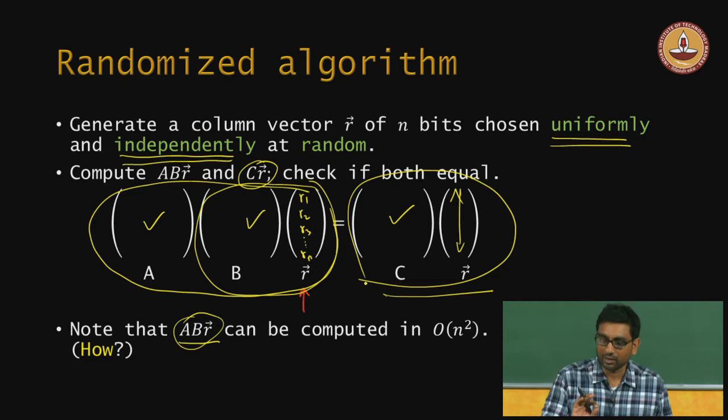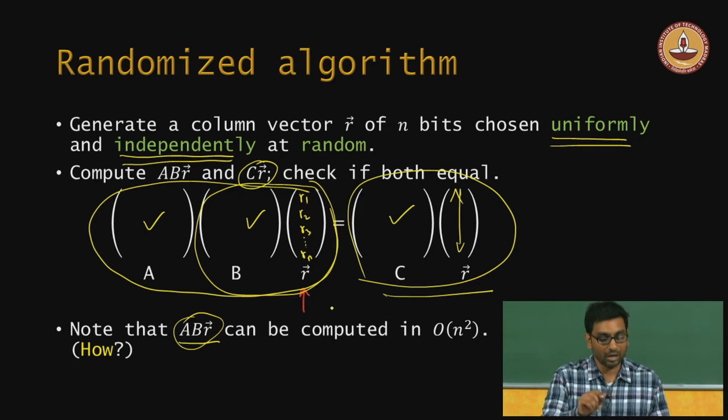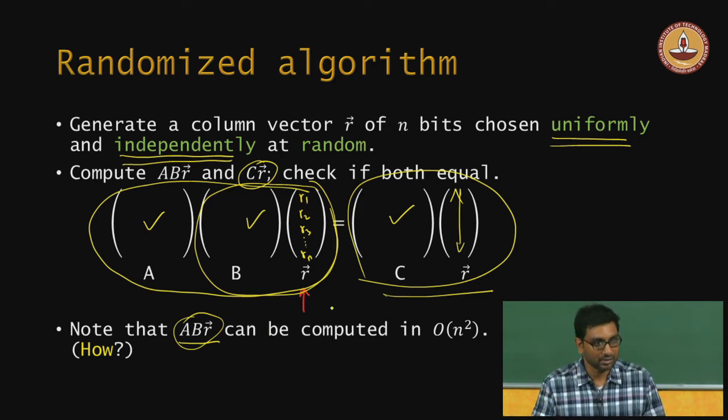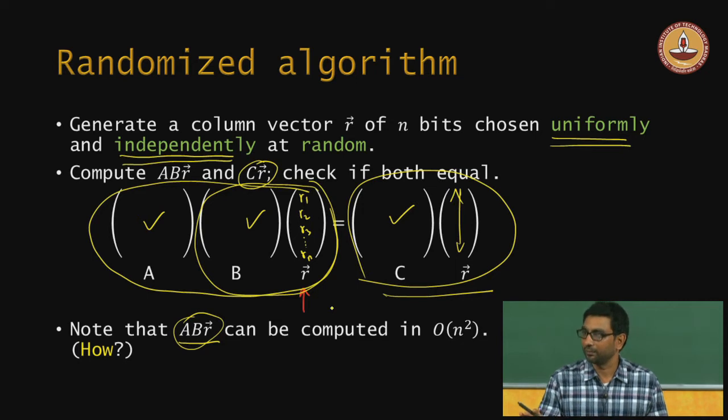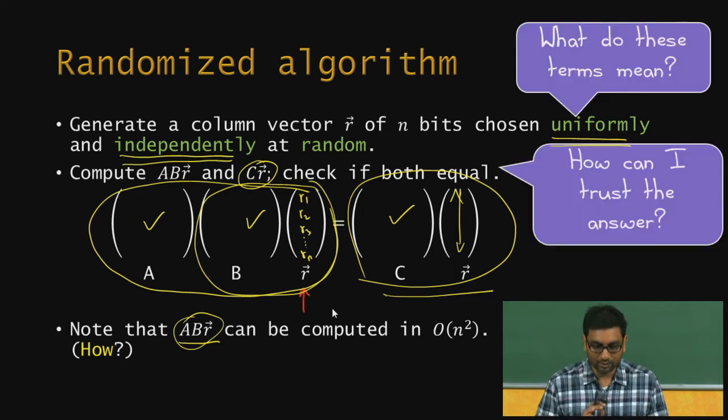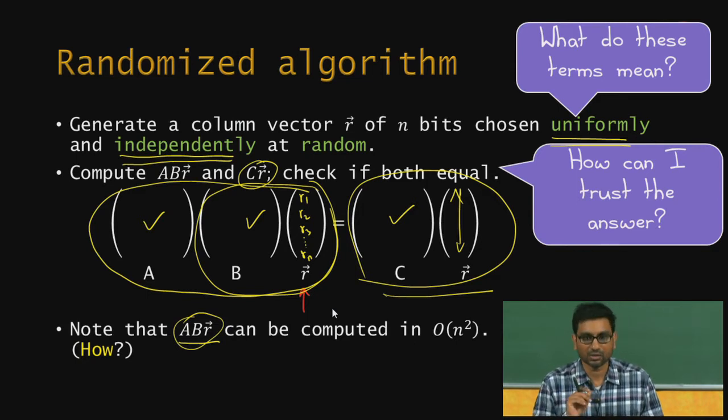Is it very clear, hopefully? So, you just generate a random vector, each element chosen uniformly and independently at random, and you call that R. You compute ABR, the left hand side, you compute CR, the right hand side, and check if they are equal. So, these are the terms that we will need to worry about.